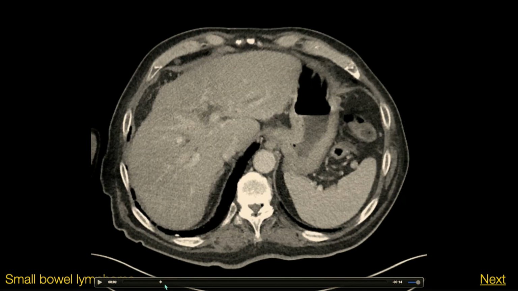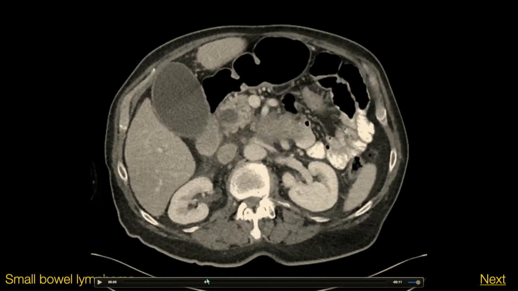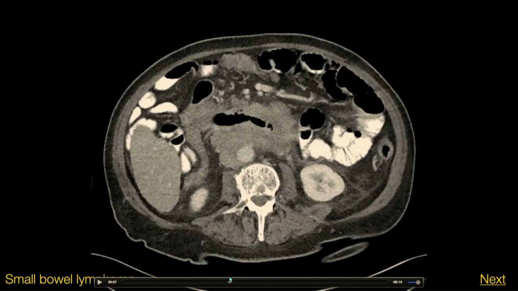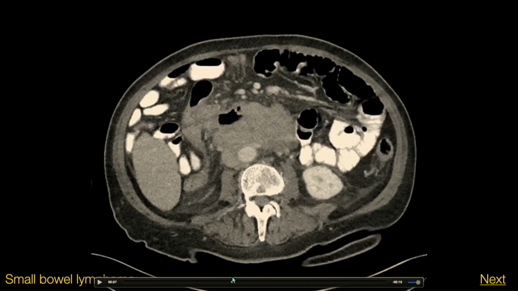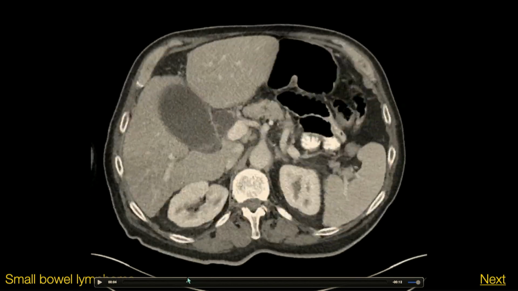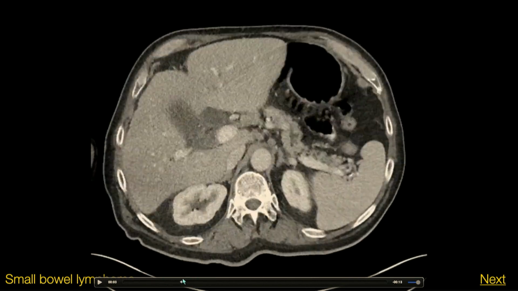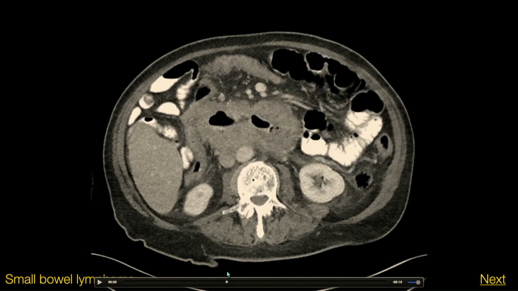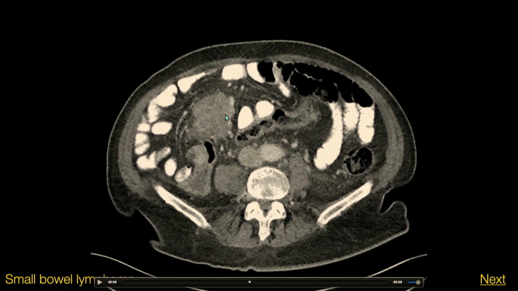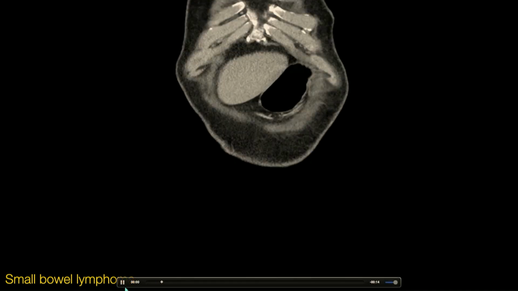Small bowel lymphoma. We showed that case in the first talk of a more distal small bowel lymphoma, but here's one of the third portion of the duodenum. So this big bulky mass, well, it's not obstructing the bowel, but it is obstructing the biliary tree. You can see it compressing there. And then there's this extension of that soft tissue into the mesentery. I'll show that on coronal as well.